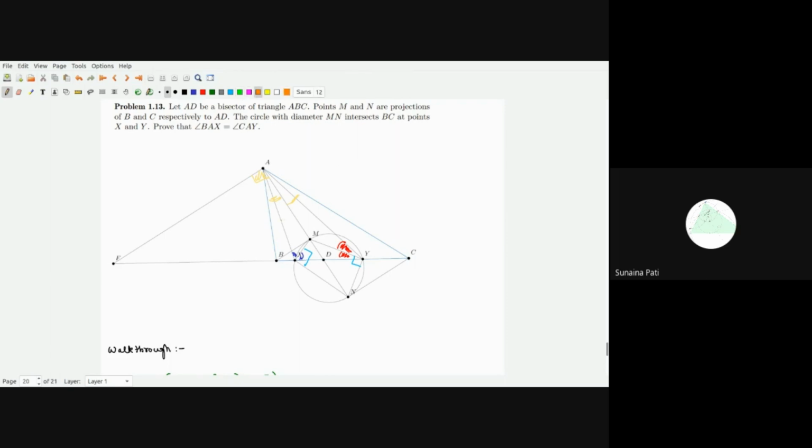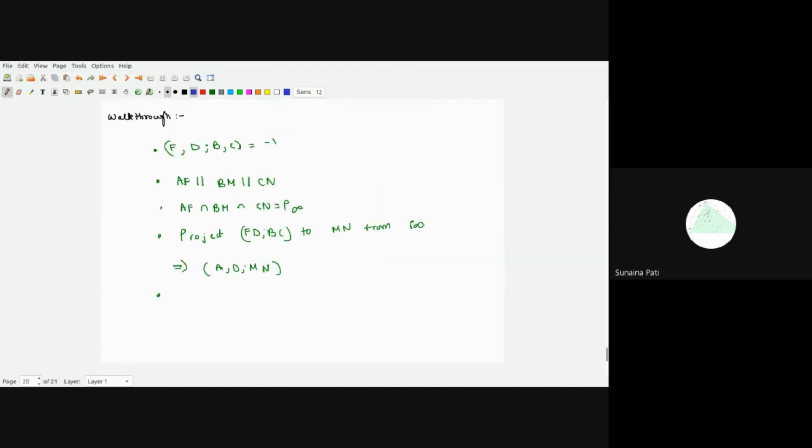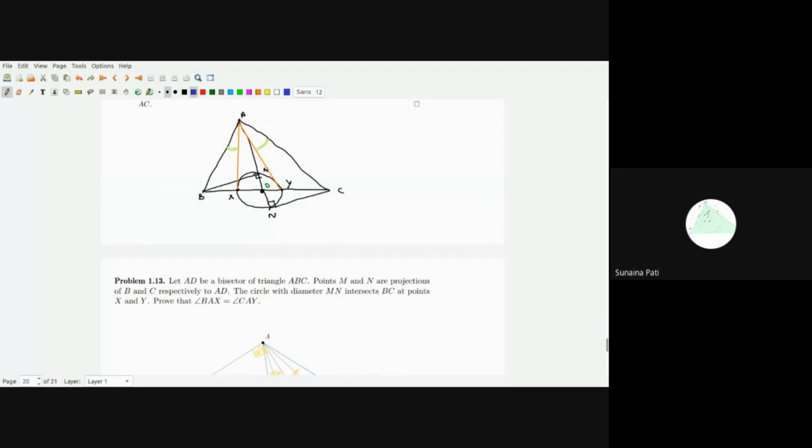So we get this angle equals to this angle, and since we already have AD as the angle bisector, we get BAX equals CAY. Yeah, this was the problem. We did 3 problems. This was from Sharik in 2013. I'm not sure what the problem number is.